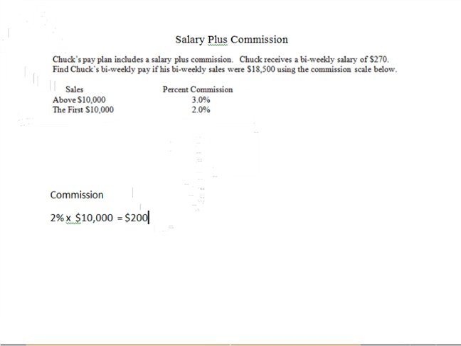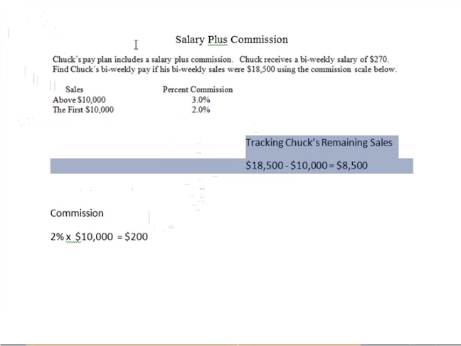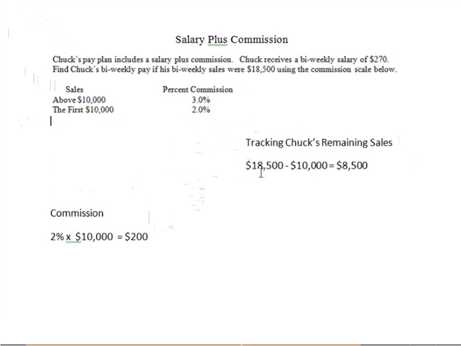Now we need to see how much of Chuck's total sales is left. So to do that, we need to take Chuck's total sales and subtract $10,000 because we've already computed the commission on the first $10,000 in sales that Chuck made. As a result, $18,500 minus $10,000 yields $8,500. So on the remaining $8,500, Chuck will earn 3% commission.